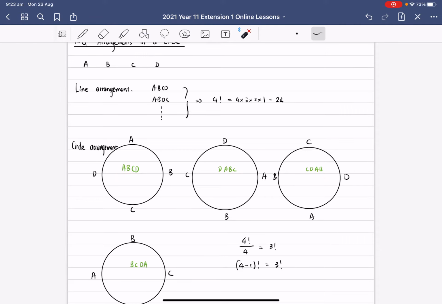However, with a line arrangement, you've got 4 of them, so therefore you need to divide it by 4. In this case, if we have 6 letters, that will be 6 factorial divided by 6, because for one arrangement in a circle, there will be 6 of them in the line arrangement. So that's one way you can think about it.